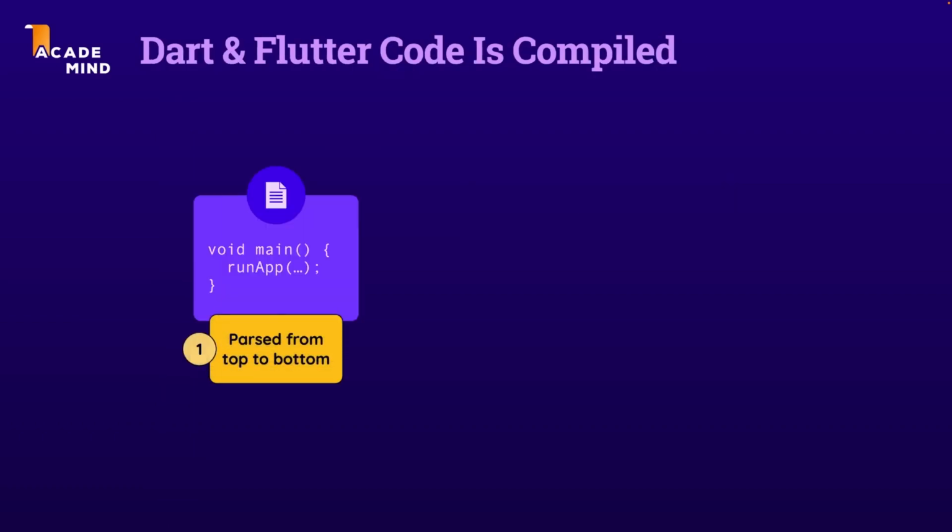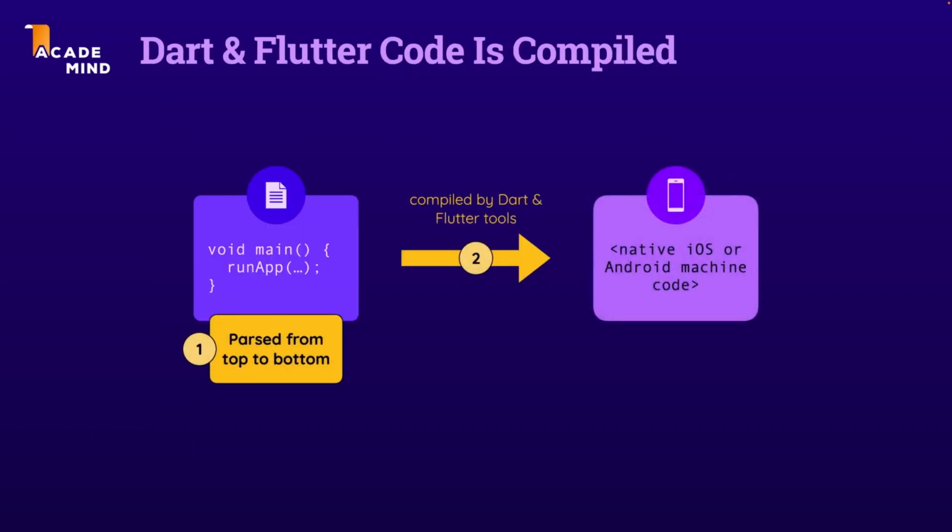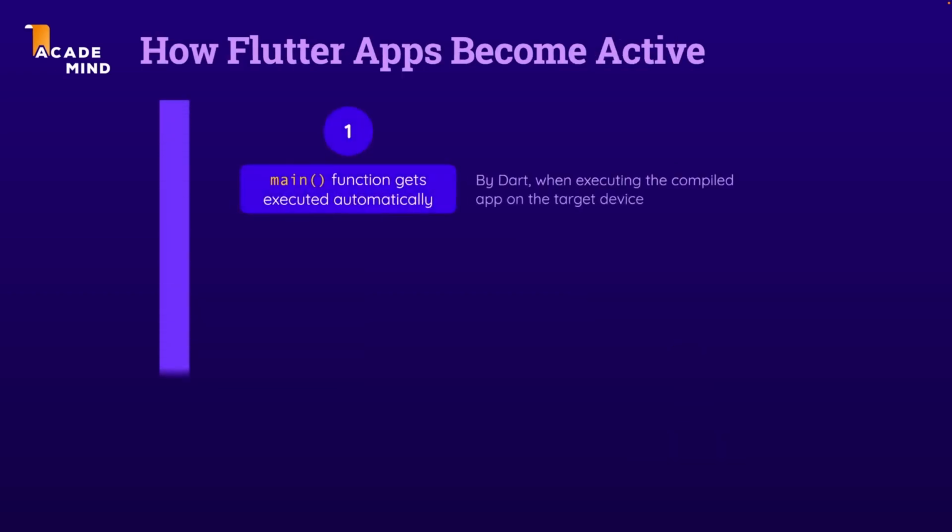So after your code has been parsed and compiled, when it then executes on a device, the compiled version of your main function gets executed automatically on that device by Dart. So you don't need to call main manually, instead it is executed for you. So that's something that's taken care of.